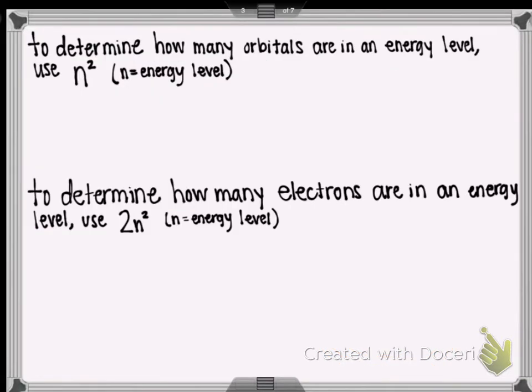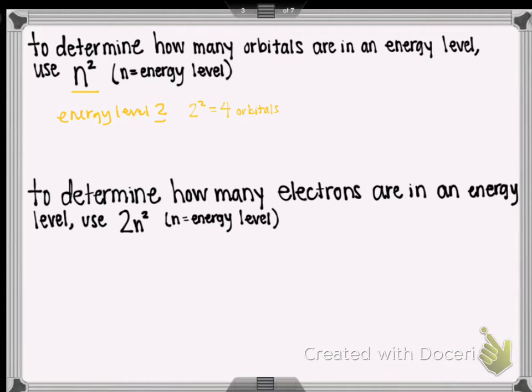So to determine how many orbitals are in an energy level, use n squared to figure that out, where n equals the energy level. For example, if you had energy level 2, so n is your energy level, so our equation is n squared. In this case it would be 2 squared equals 4. And so energy level 2 has a total of 4 orbitals. So you just use the n squared to figure that out.